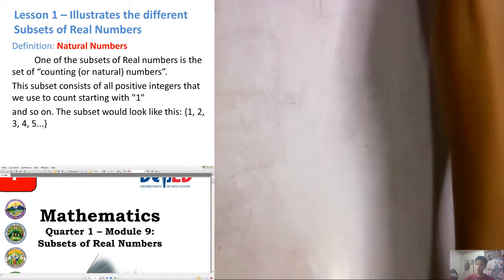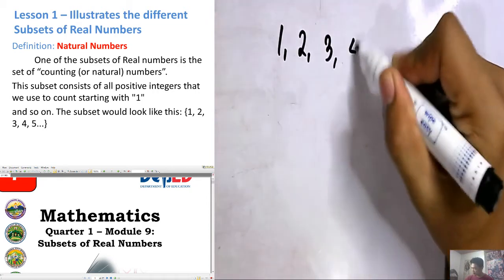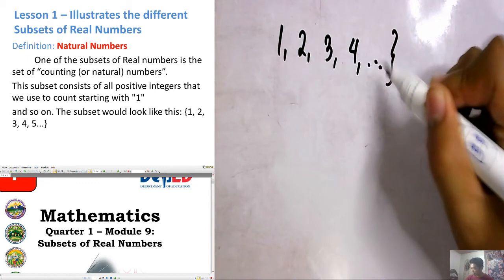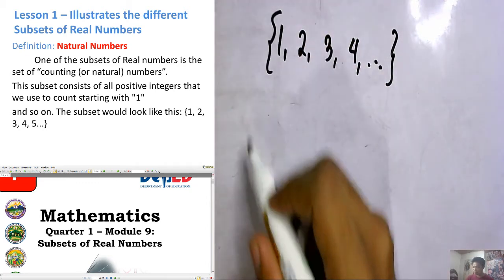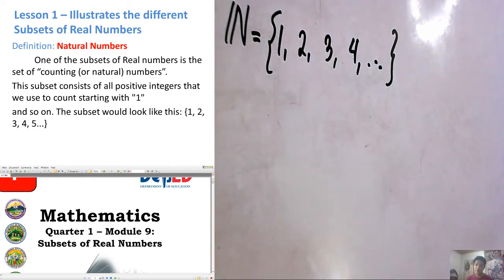Example, we begin counting with 1. Next is 2, next is 3, next is 4, and so on and so forth. So this is our set of counting numbers. The symbol for natural numbers is like this: a bar then an N, and the set is 1, 2, 3, 4, 5, 6, 7, 8. We do not begin counting with 0, so we always begin with 1. Therefore, this subset consists of all positive integers that we use to count starting with 1 and so on. The subset would look like this, as what I'm showing, and so on and so forth.